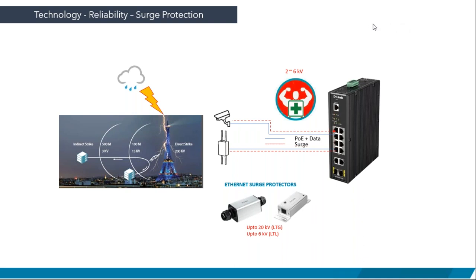Now, for this kind of devices, if we power on these devices with the help of a PoE switch, then what happens during lightning? If there is a surge which comes on the camera, then the camera will pass the same surge to the switch, because the connectivity between the camera and the switch is copper connectivity, and copper is a current-carrying medium, right?